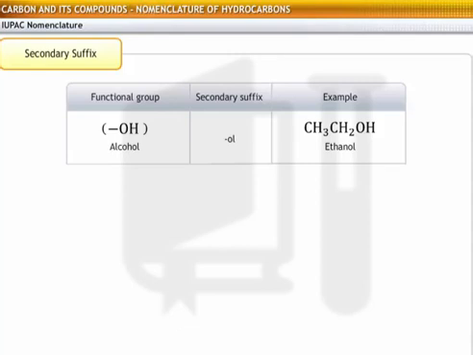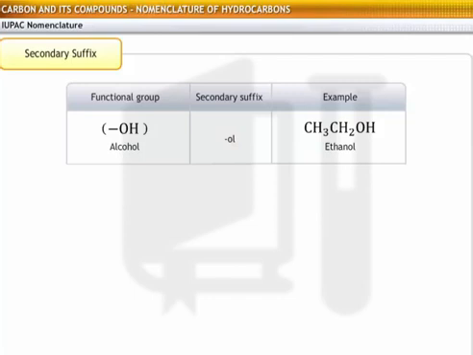For example, a molecule of ethyl alcohol contains two carbon atoms, so the root word is "eth." It is saturated, so the primary suffix should be "ane." But as there is a functional group OH in the molecule, remove the E from the name of the molecule and add the secondary suffix "-ol." Therefore, the IUPAC name of ethyl alcohol is ethanol.